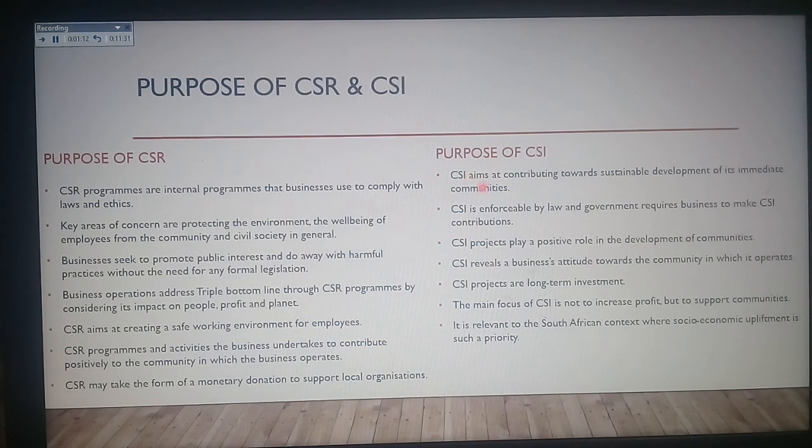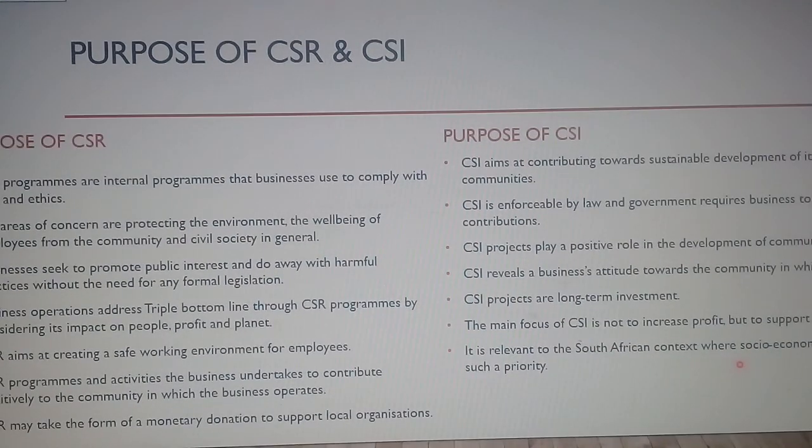The purpose of CSI. CSI aims at contributing towards sustainable development of its immediate community. CSI enforces laws and government requires business to make CSI contributions. CSI projects play a positive role in the development of the community. CSI reveals an attitude toward the community in which it operates. CSI projects are long-term investments. The main focus of CSI is not to increase profits but to support the local community. It is relevant to the South African context where socio-economic upliftment is a priority.